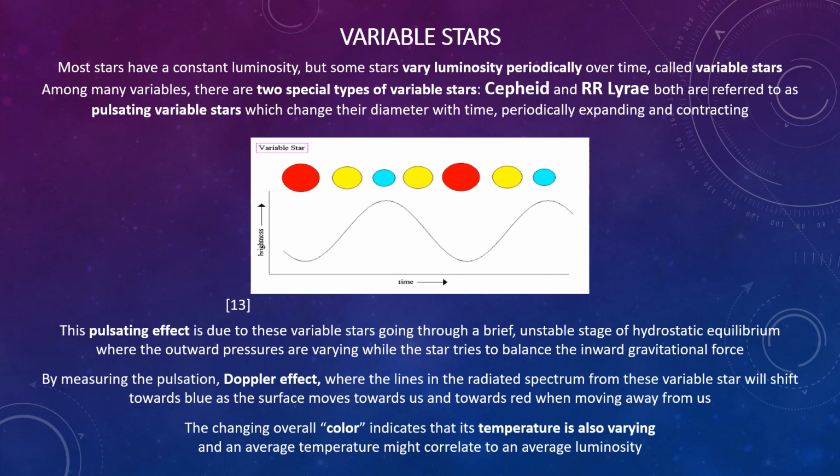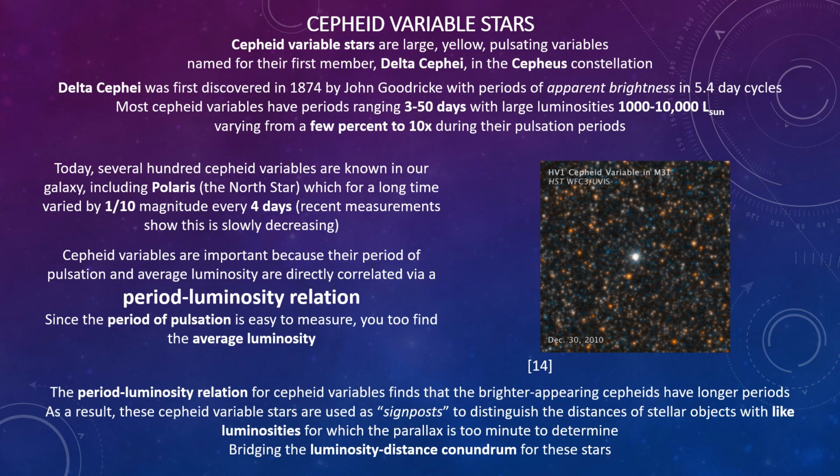By measuring the pulsation and the Doppler effect, where the lines in these spectra are changing from blue as the surface moves towards us and then back towards the red as it moves away from us, we can then measure that shift. And the changing overall color indicates its temperature is varying, and an average temperature then might correlate to an average luminosity, which we can then use to get an overall luminosity.